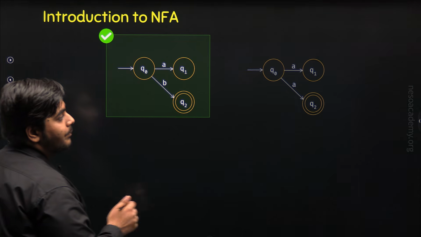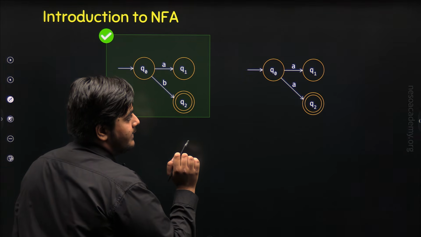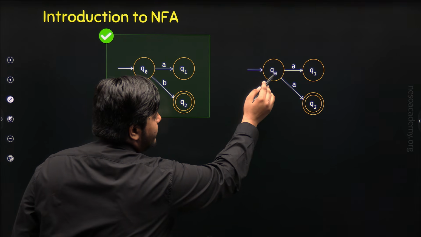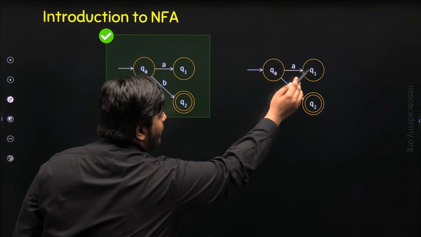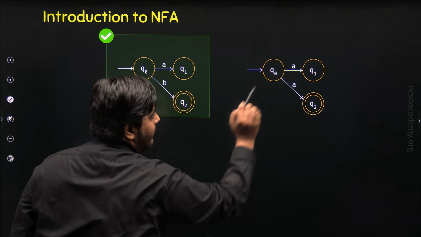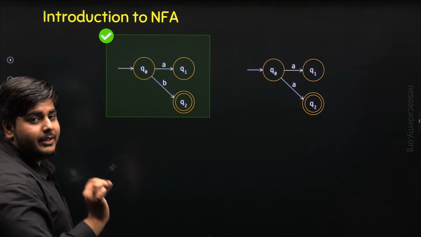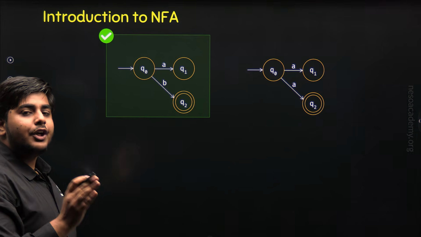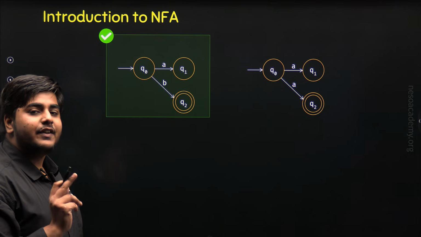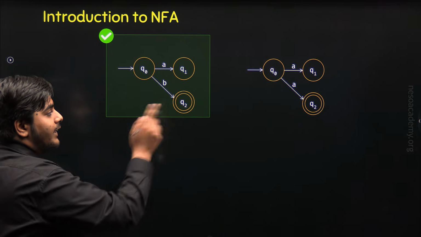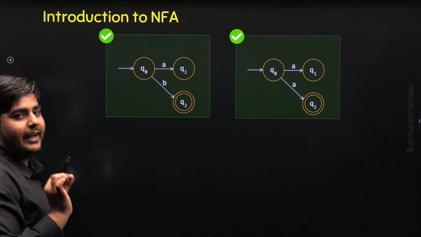Let's see the next diagram. In this case, you can see for the current state Q0, there is more than one next state for the same input symbol A, which is a non-deterministic behavior, and it is not allowed in DFA, but it is definitely allowed in NFA. So it is also a valid example of NFA.